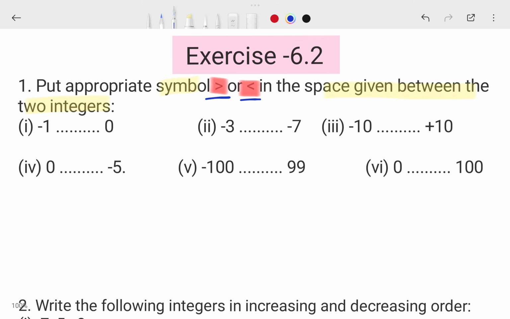So this is given -1 and -0. From -1 and 0, which is greater? Of course 0 is greater than -1. Why? Because let's suppose this is 1 and this is 0 and this is -1. So which is greater? Only this 0 is greater.